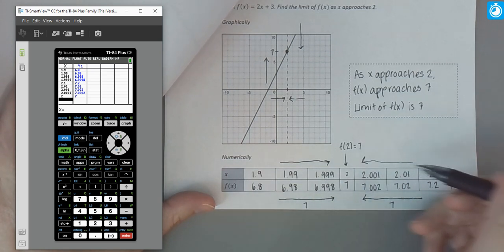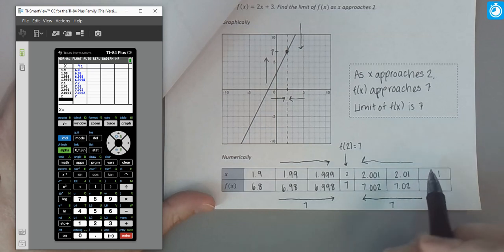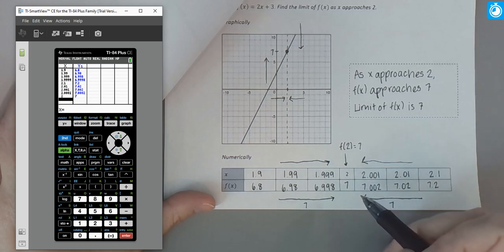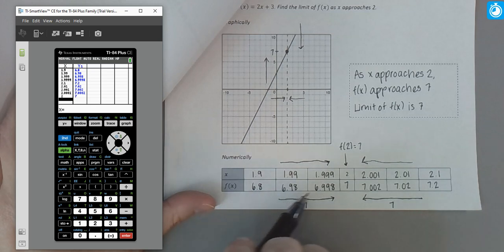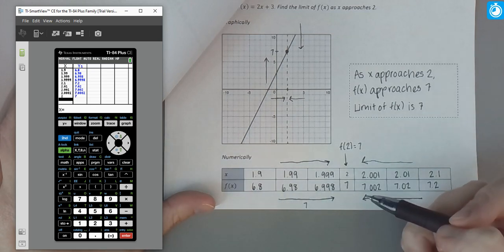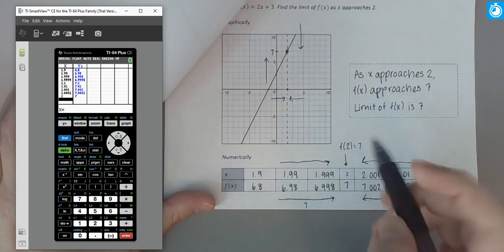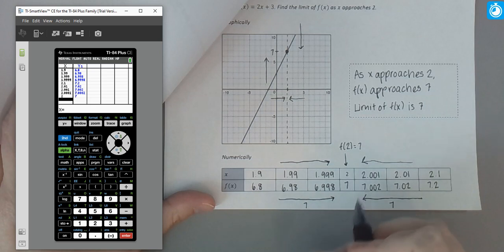The right-handed limit also had the same value. As we looked at x values that got closer and closer to 2 but were larger than 2, we also demonstrated that the associated y values approached 7. So because we were approaching the same value in both directions based on the left-hand limit and the right-hand limit, that was our indication that we had that existing limit there in the middle.